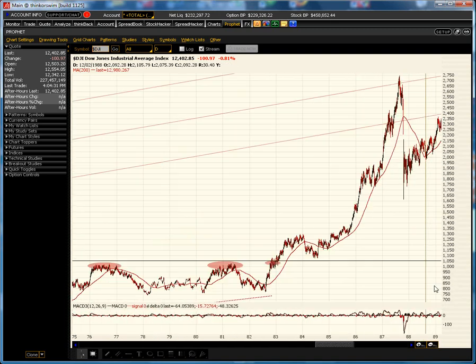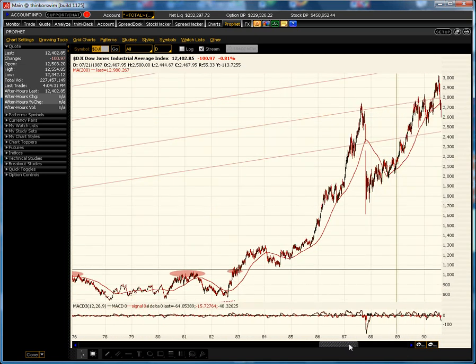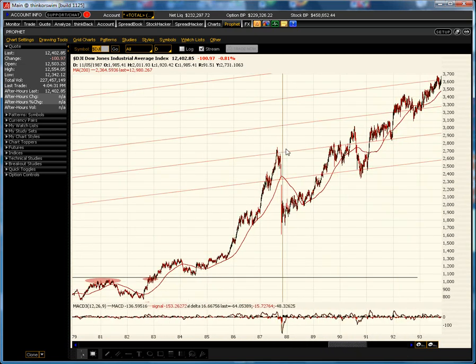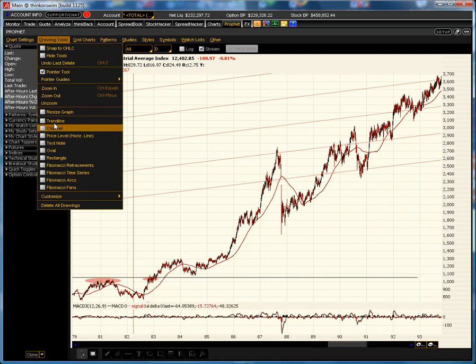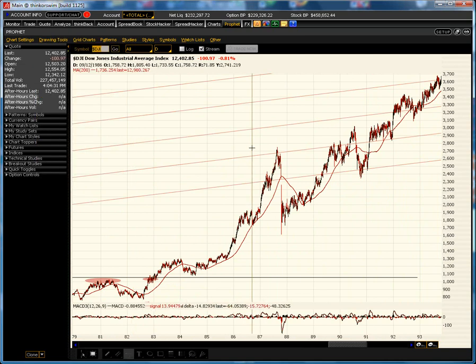what happened? Well, we had some resistance right in here, didn't we? Another psychological level right around 2,800. Let's draw a little price level there.